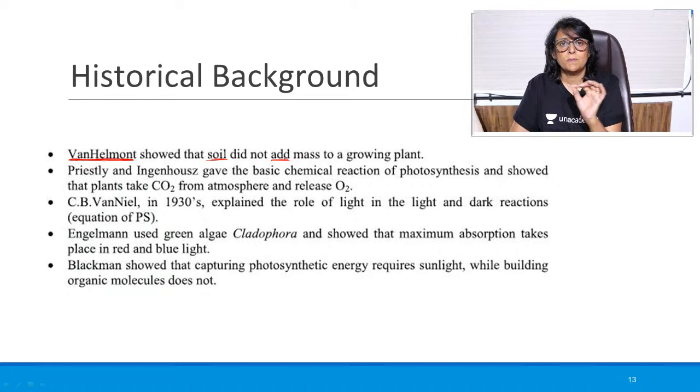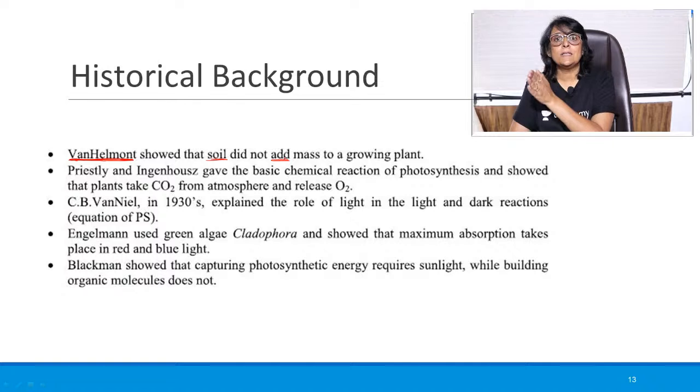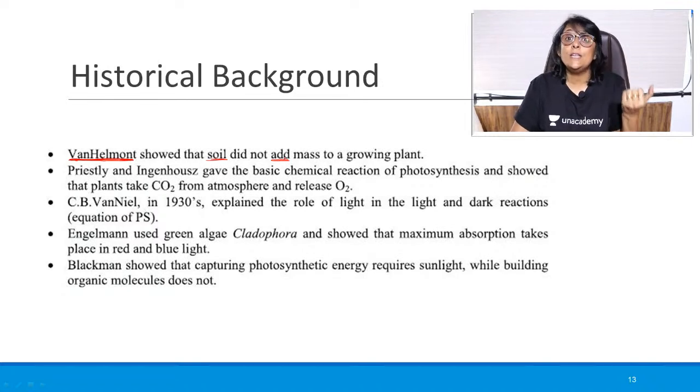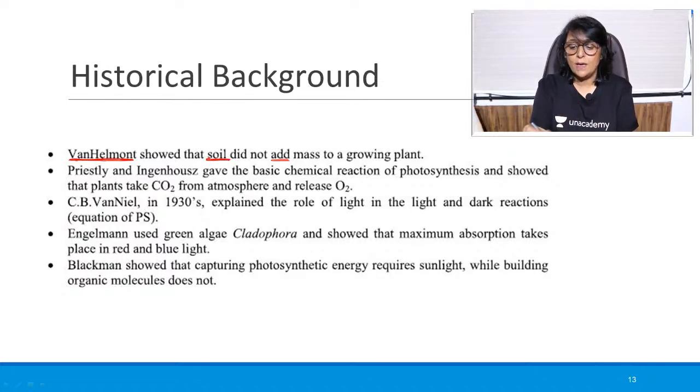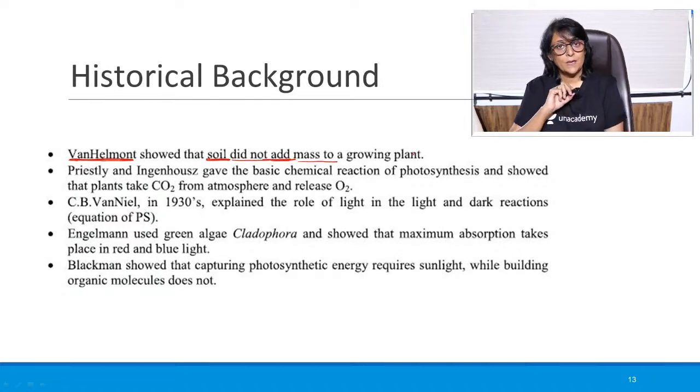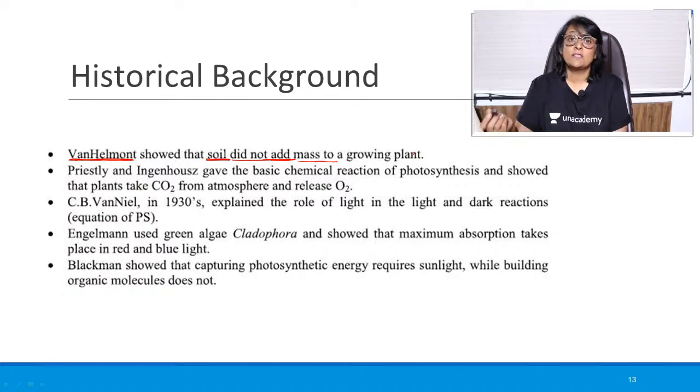When it grew, the weight increased many folds, but when the soil weight was compared, it reduced by very less amount, maybe some milligrams. So if the plant's weight increases, say for example 100 kgs, and if that mass was coming from the soil, the soil weight should have reduced by 100 kgs, but that was not the case. So he was the one who said that soil did not add mass to growing plant. So from where was that mass getting added? That is by photosynthesis, because the plant is able to prepare its own food, and that is why the mass increases.